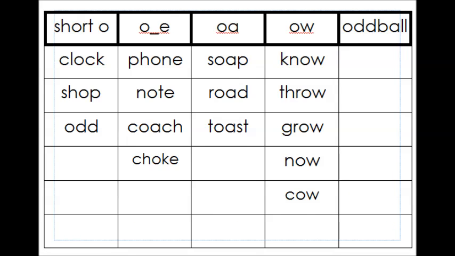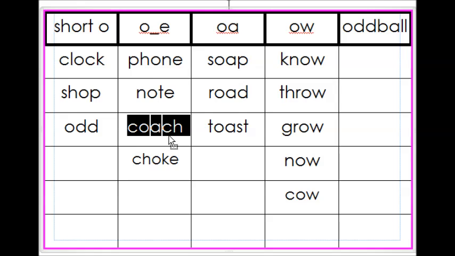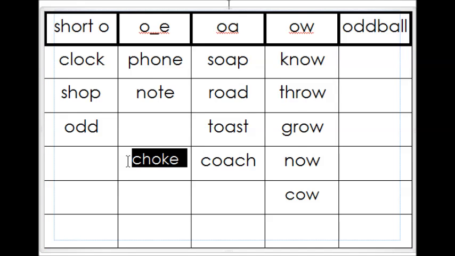All right, welcome back. So now you've completed your sort. Let's look at how you did. Short O, you should have clock, shop, odd. All three words saying the ah sound, like the doctor who says open up and say ah. That's short O. Now here the rule is magic E. The magic E makes the vowel long, so the O is going to say its name, O. We have phone, note, coach. Uh-oh, that's not a magic E. We have choke.